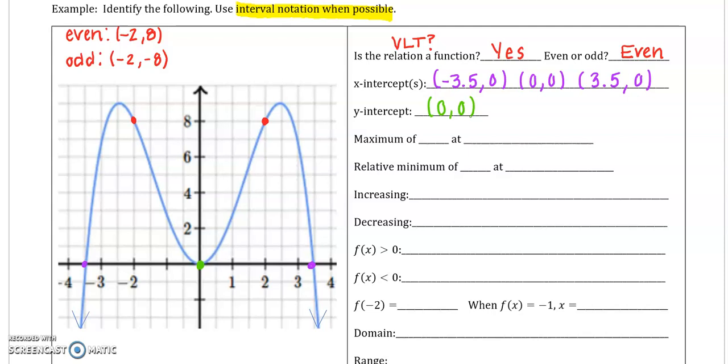Okay, the next one is asking for the maximum. So when you think about the maximum, you want to think about what is the highest y value. So if I look on my graph, the highest y value is going to be at these 2 points here. So that has a y value of 9. Okay, and notice that we hit that maximum twice. So that's going to be at the x value of -2.5 and at positive 2.5.